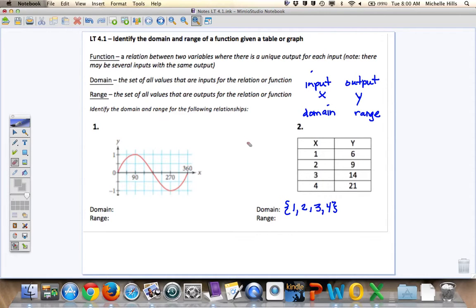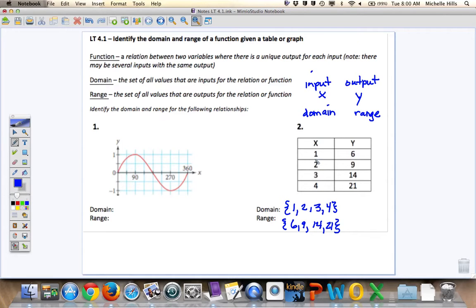Now I'm only going to use this set notation, these brackets, on what are called discrete functions, and I'll talk about that in just a minute. My range is the set of all my y values. So that's going to be 6, 9, 14, and 21. Now again, my closing bracket, I do like a backwards S and then a forwards S. Some students do like a backwards C, point, another backwards C. Find the one that works better for you and use that.